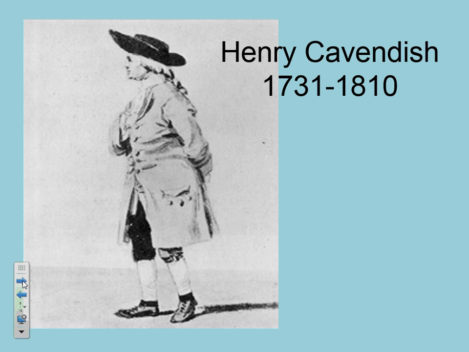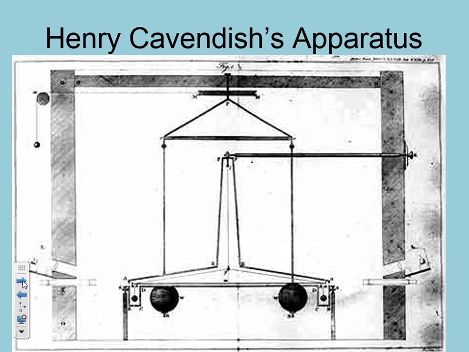Henry Cavendish was the first to measure the gravitational constant. And gravity is a very weak force. What he did was he set up two iron balls with two smaller ones and looked at the torsion of the wire, and torsion is just the twisting of the wire.